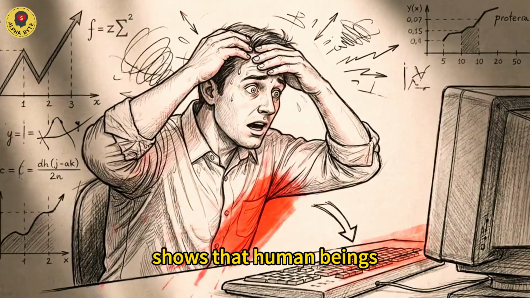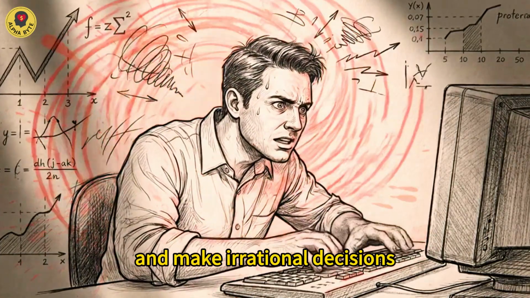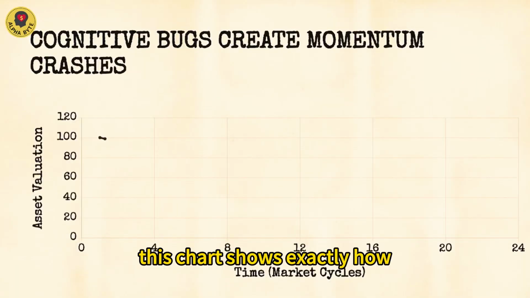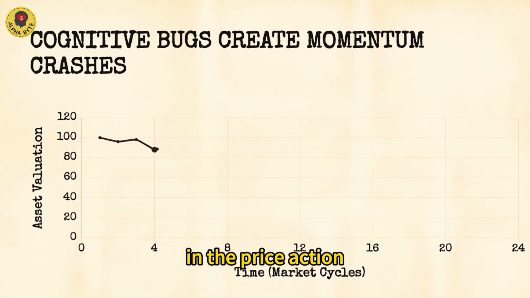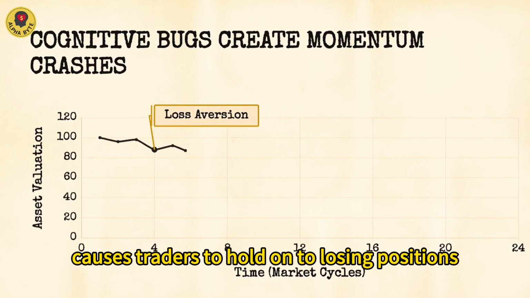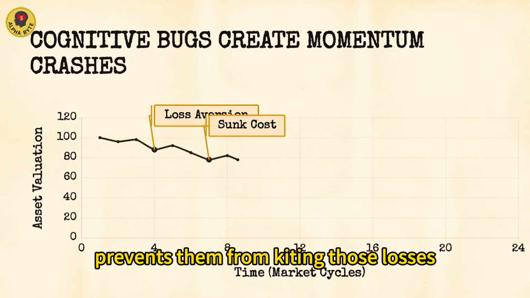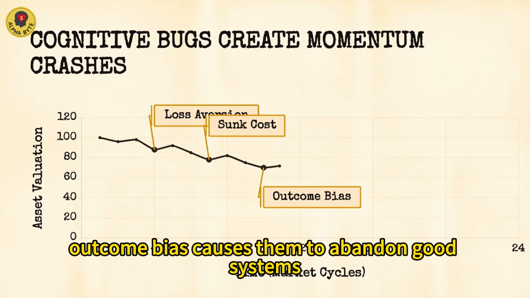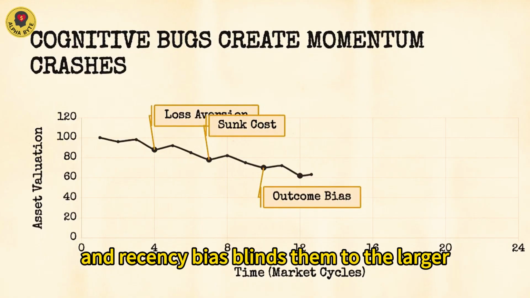Behavioral finance shows that human beings systematically miscalculate probabilities and make irrational decisions under the stress of losing money. This chart shows exactly how predictable cognitive bugs manifest in the price action. Loss aversion causes traders to hold on to losing positions too long. The sunk cost effect prevents them from cutting those losses. Outcome bias causes them to abandon good systems after a few bad trades, and recency bias blinds them to the larger historical context.